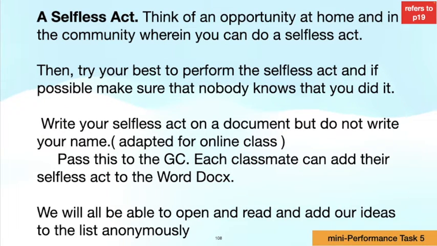We will all be able to open and read and add our ideas to the list anonymously. Also, I just want to make a note here as your teacher that with any Word document, I also prefer it if you, once you've made your additions to the Word document, screenshot that, because then we don't have to open it and wait and open another app to see it. We can just see it straight away. So you can put both things.